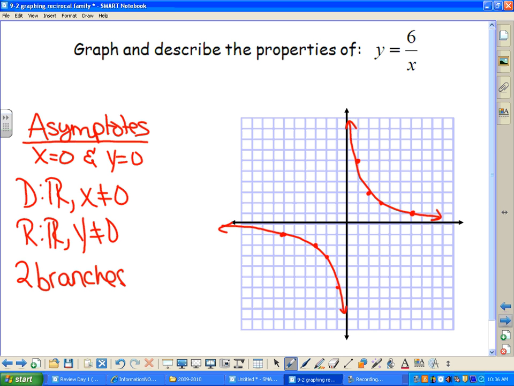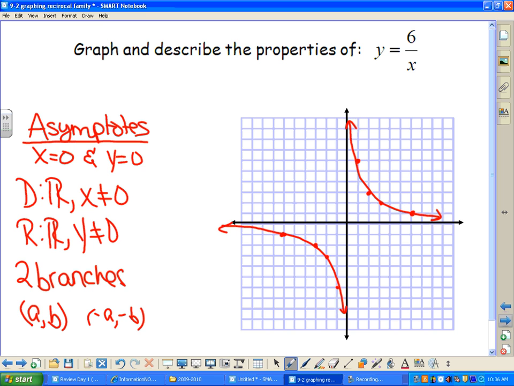Yeah. So if you have the point a comma b, then you also have the point negative a comma negative b, right? And here's why. The reason that that's true has a little bit to do with the other thing that I want to point out to you. There's something else special about this graph.